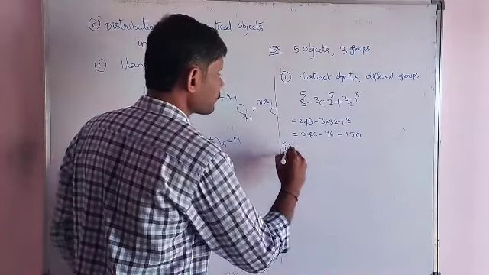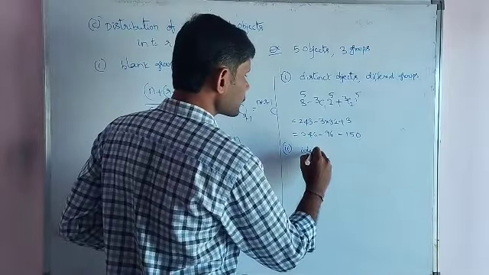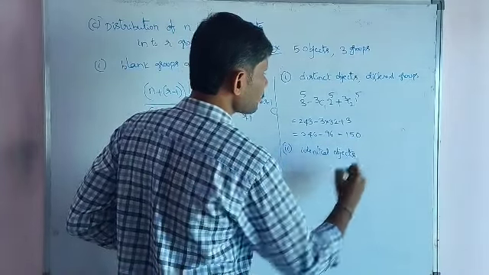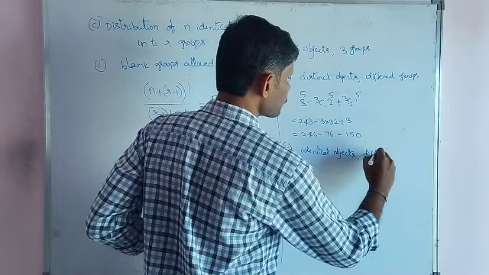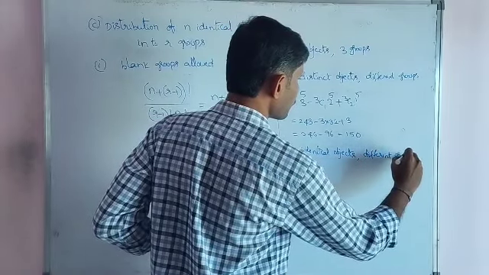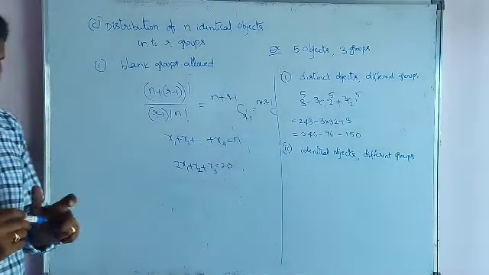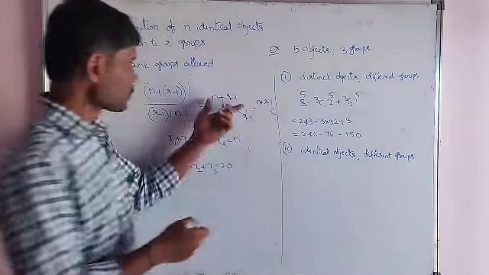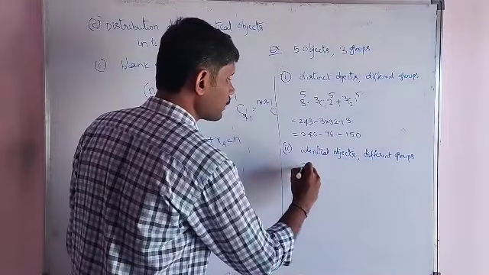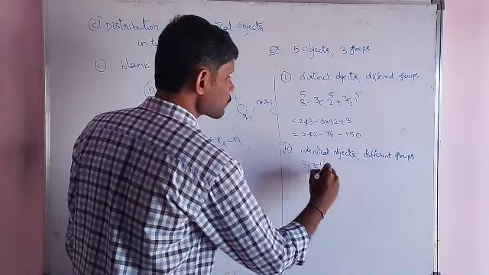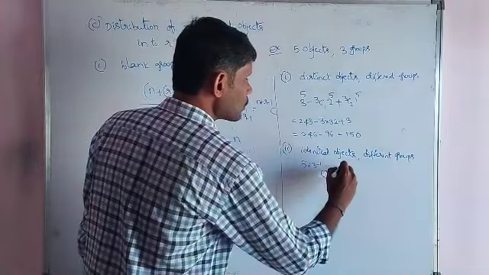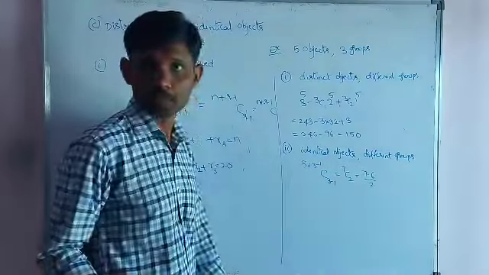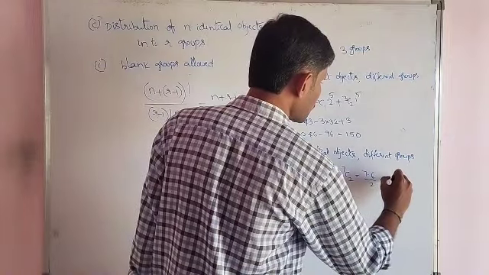Second one: identical objects, different groups. So we need to divide identical objects into r different groups. The formula is n plus r minus 1 c r minus 1, with number of objects 5 and r value 3, so 7c2, 7 into 6 by 2 factorial, that is 21.